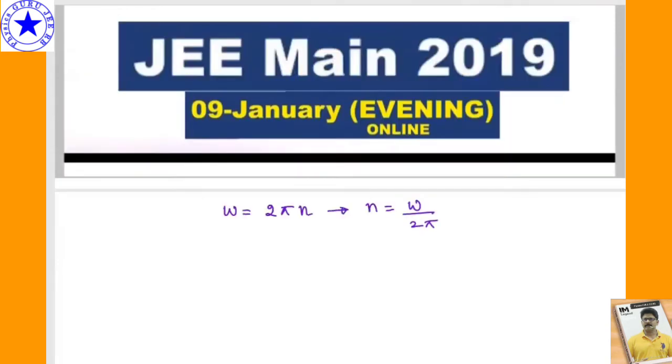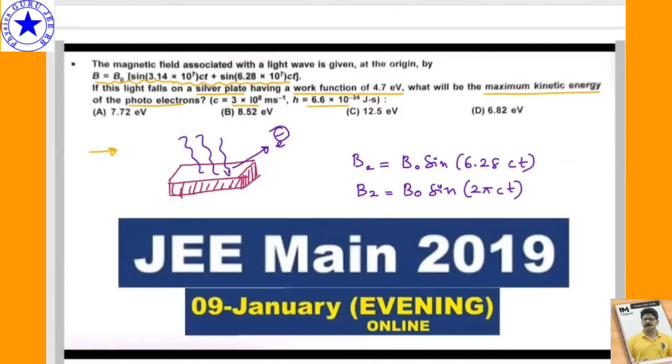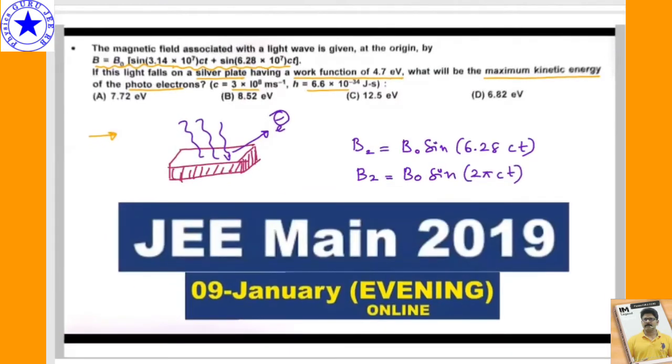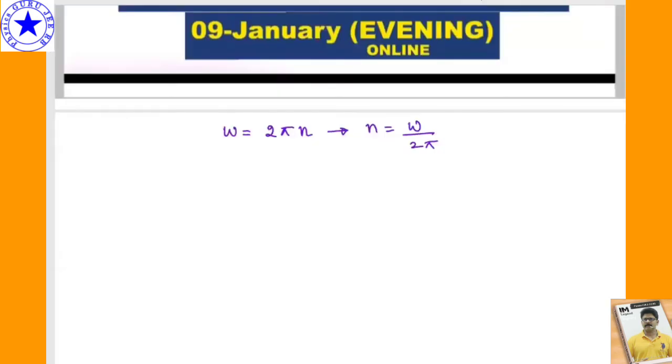So according to the equation, omega is 2 pi into 10 to the power of 7 c, so omega by 2 pi can be written as 10 to the power of 7 c.